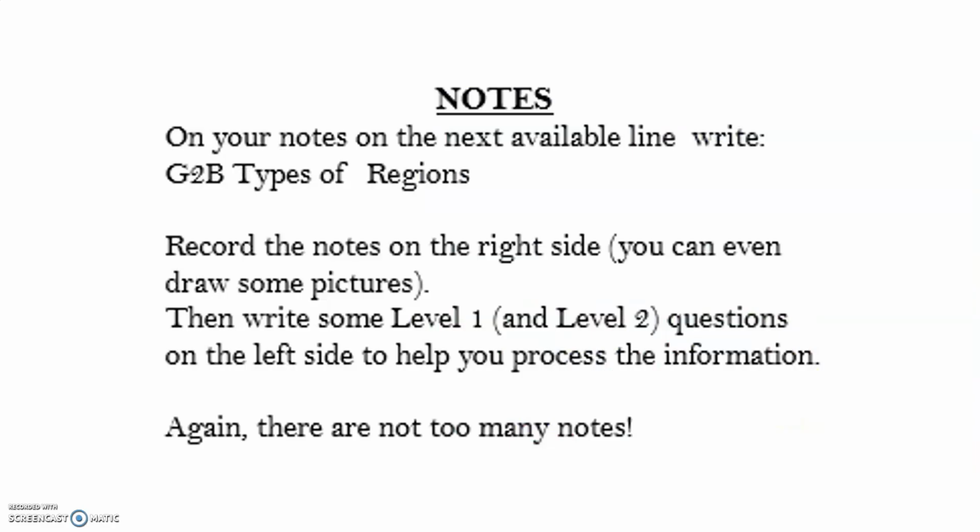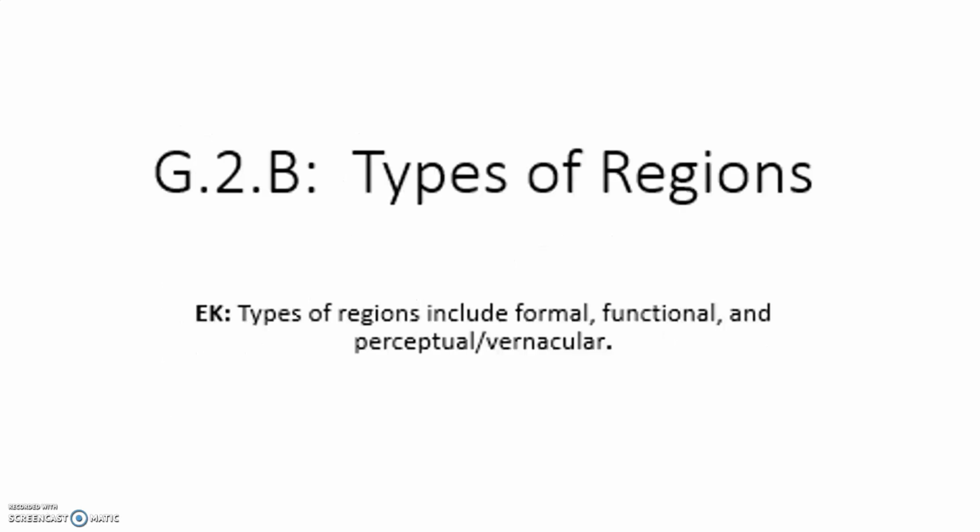You do have notes for G2A. So on the next available line, please write G2B, types of regions. Just as before, you're going to record the notes on the right side, and you can even draw some pictures if you choose. That might help you. You will have some questions from this later. Then write some level 1 and/or level 2 questions, like "what's an example of," to help you process the information.